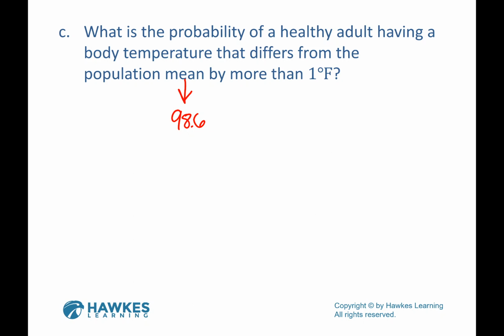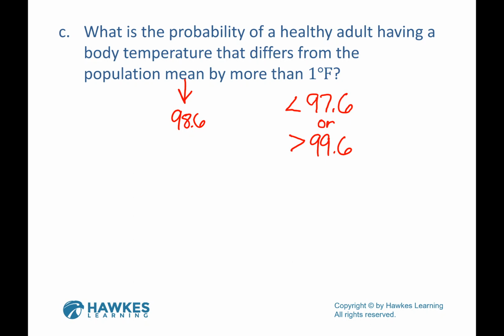So if it differs by more than 1 degree, what does that mean? Well, it could be more than 1 degree below the mean, so there we would want the ones that are less than 97.6, or we could be more than 1 degree above the mean, so for those we would want everybody that was greater than 99.6. That makes sense how I got that one.